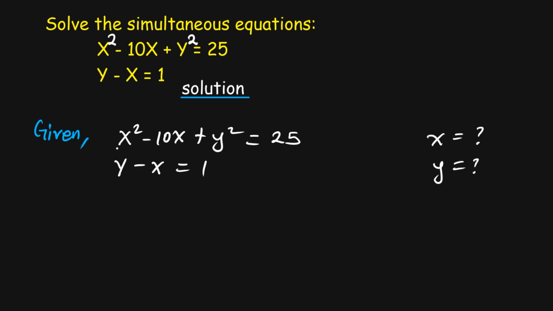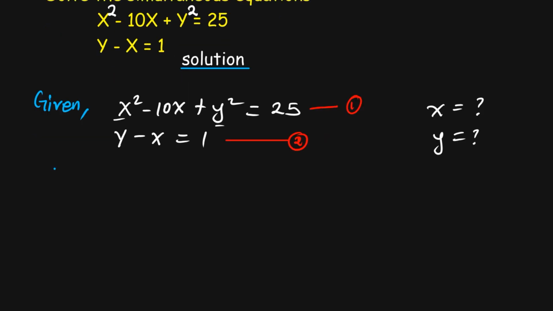Since we have x in this equation raised to a power of 2 and y raised to a power of 2, we at least expect to get two values of each. So let's call this equation 1 and this equation 2. Let's solve them simultaneously using the substitution method.